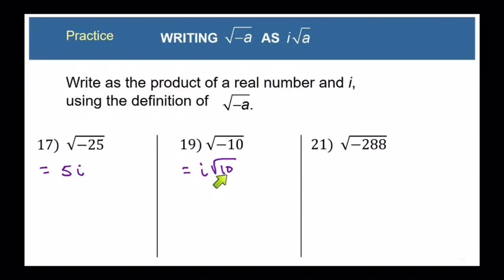And here we have the square root of -288. So I'm thinking 288 is 2 times 144. And the reason I want to use 144 is because that is a perfect square, and I know its square root. So now the square root of 144 is 12, and the square root of -1 is i, and the 2 has to stay under the radical.